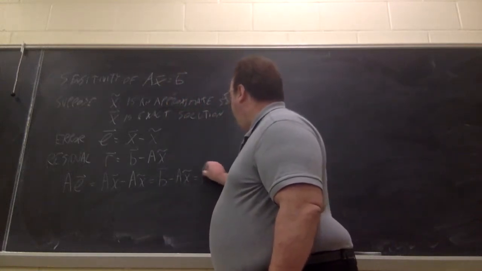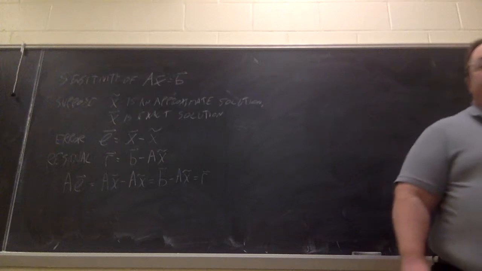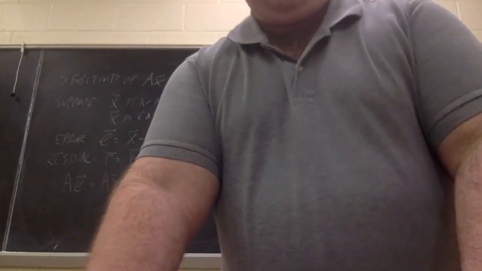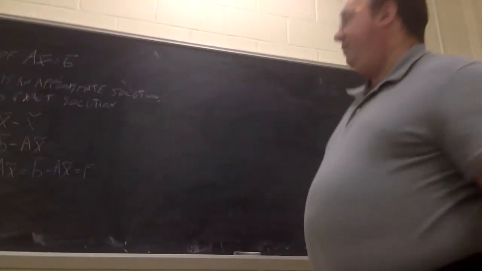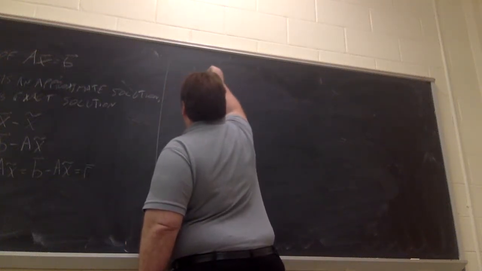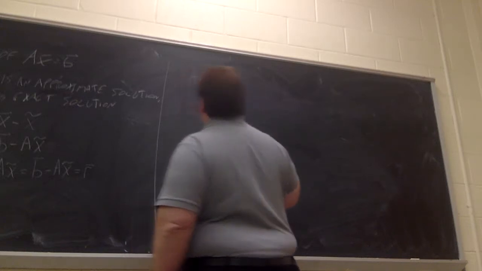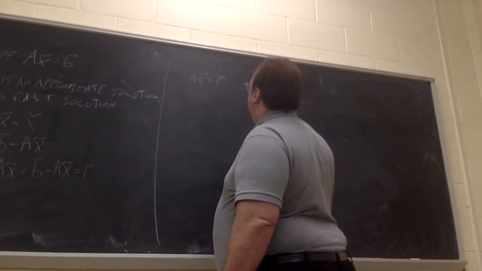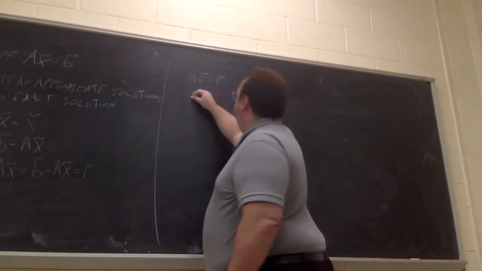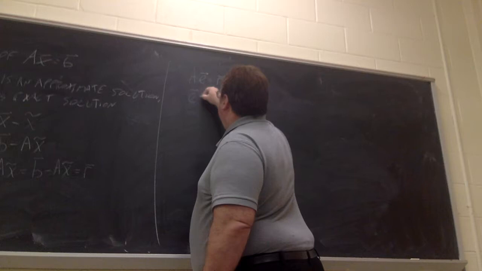Which is a residual r. So there is a nice simple relationship between the error and residual. So we can use that and norms to understand that relationship better. Okay. So if I start with that equation, Ae is equal to r, and A is invertible, so I'm just going to multiply both sides by A inverse.